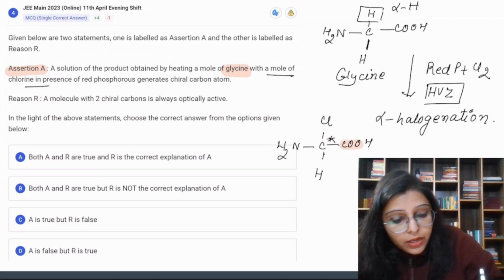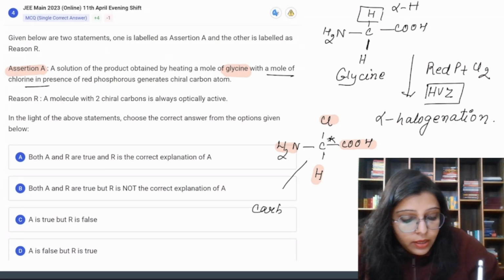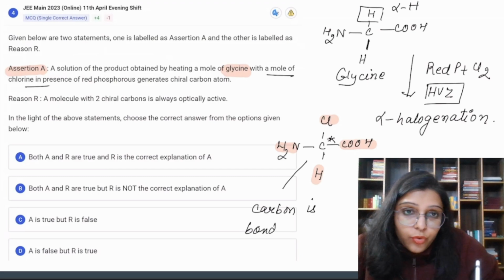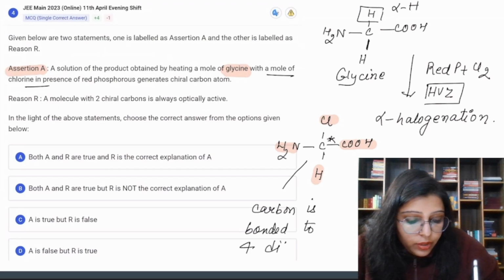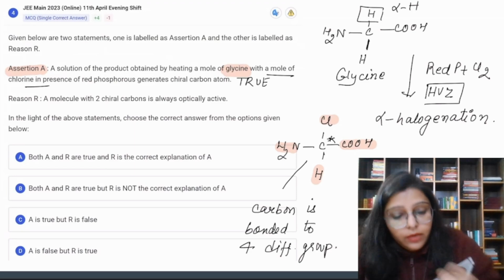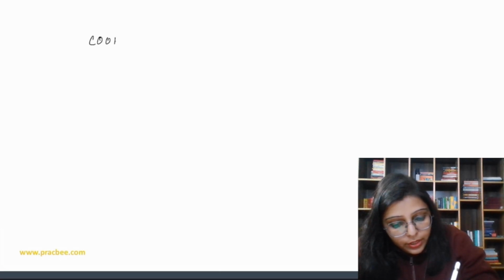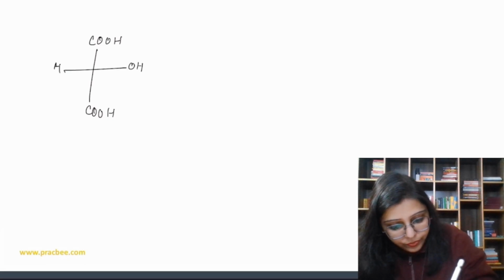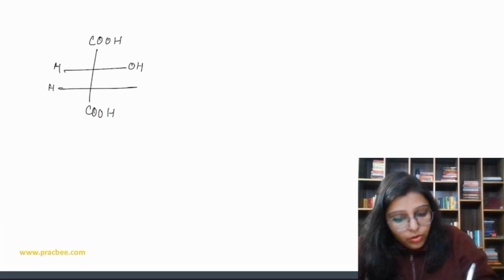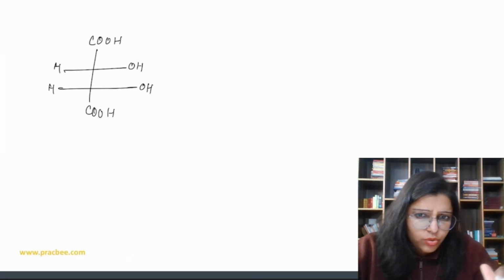Why? Because this carbon is bonded to 4 different groups, so it means chiral carbon. So this is true. Now second, a molecule with 2 chiral carbons is always optically active. The statement says if we have a molecule, suppose CHO, we have discussed this, right? CHO, here H, OH and H, OH. Is it true that a molecule with 2 chiral carbons is always optically active? No, it is not true.